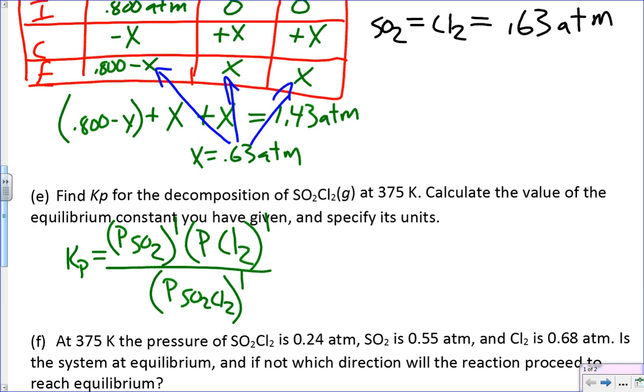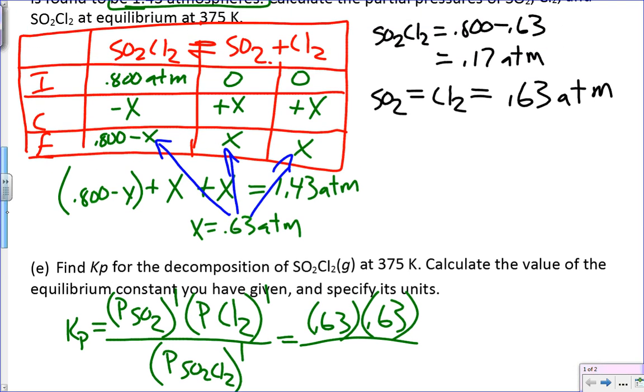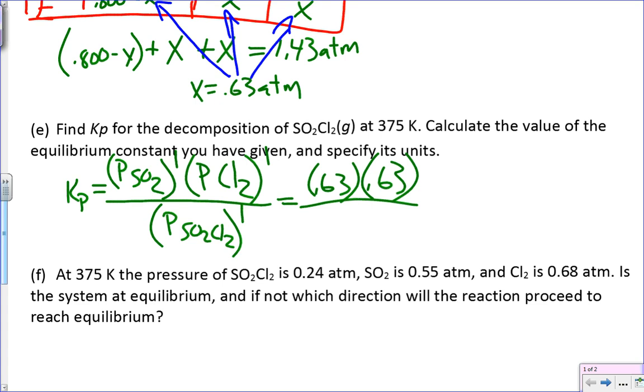So if we knew those pressures, we could plug in, raised to their respective powers, and we would calculate the Kp. Well, that's what we just did in the previous problem. We knew the top two pressures were both 0.63, and we knew the pressure of the SO2Cl2 was 0.17. So that means 0.17 on the bottom. Plug it in our calculator, round to 2 sig figs, and we get 2.3. So that has to be our Kp at equilibrium at this temperature, 375 K. So we already had the pressures at equilibrium calculated. All we had to do was plug into the expression.